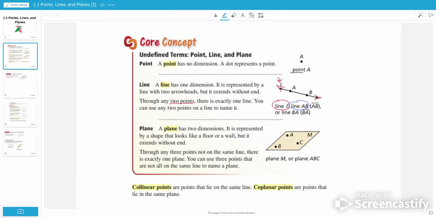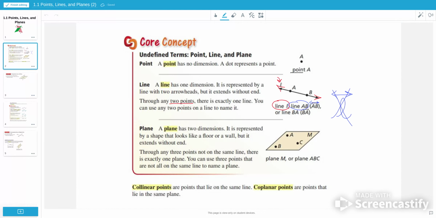I can also be lazy, and I can say AB right here with the line above it and an arrow on each end. You can also flip-flop the letters. It doesn't matter the order when you are naming a line, so you could say line BA, or you could write it out with the notation and say BA with a line above it. The only thing that you cannot do is say line L like this and put a line above it. If you are using the notation, it must have 2 points.